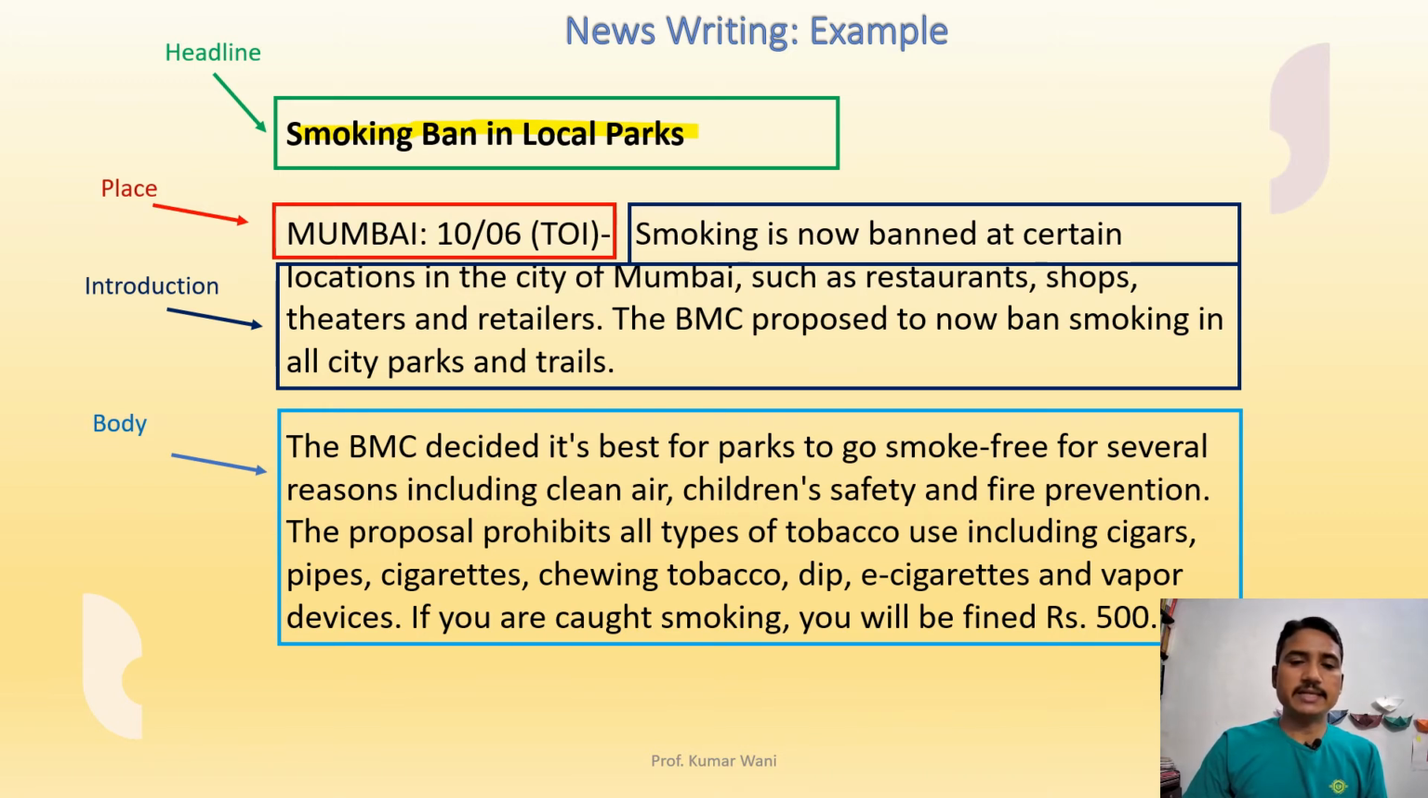The BMC decided it's best for parks to go smoke free for several reasons, including clean air, children's safety and fire prevention. The proposal prohibits all types of tobacco use, including cigars, pipes, cigarettes, chewing tobacco, dip, e-cigarettes and vapor devices. If you are caught smoking, you will be fined ₹500. If you reread the news article given here as an example, you will have a better understanding of the structure of news writing. Let us move on to the next slide.